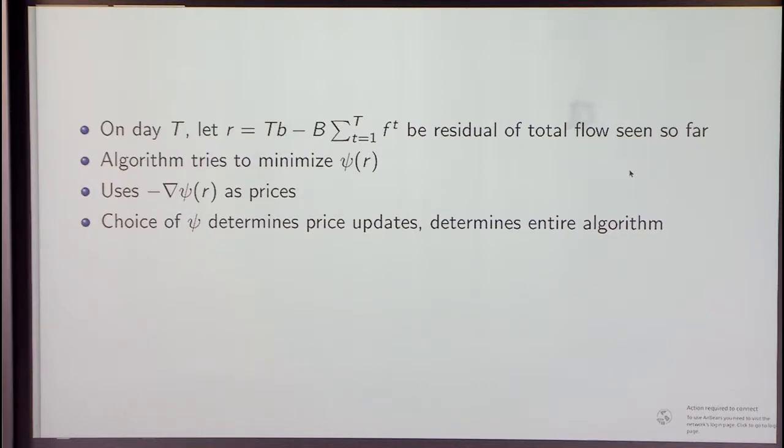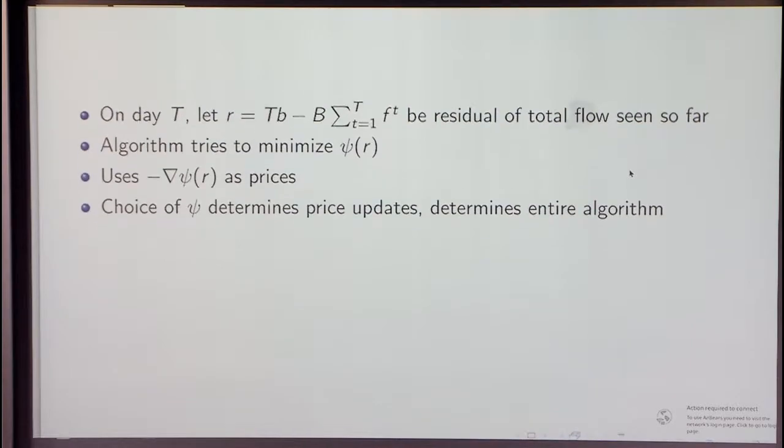The vertex is going to price its commodity according to the marginal cost with respect to this function psi of additional units entering or exiting the vertices. Therefore the choice of this function psi determines the price updates, and that determines the entire algorithm. If I just pick a function psi, then you use the gradient as the prices, and you run the algorithm I described before, and that's a complete algorithm. So we just need to say, how do we pick psi?